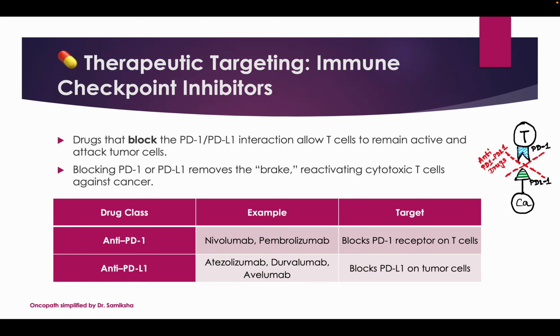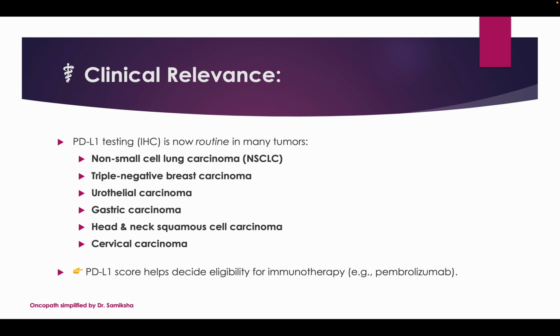One is anti-PD-1, which blocks the PD-1 receptors on the T cells, and the other is anti-PD-L1 drugs, which block the PD-L1 on the tumor cells. The only method available right now for PD-L1 testing is immunohistochemistry, and in many tumors it has become routine. However, whenever we report PD-L1, we always give a score.